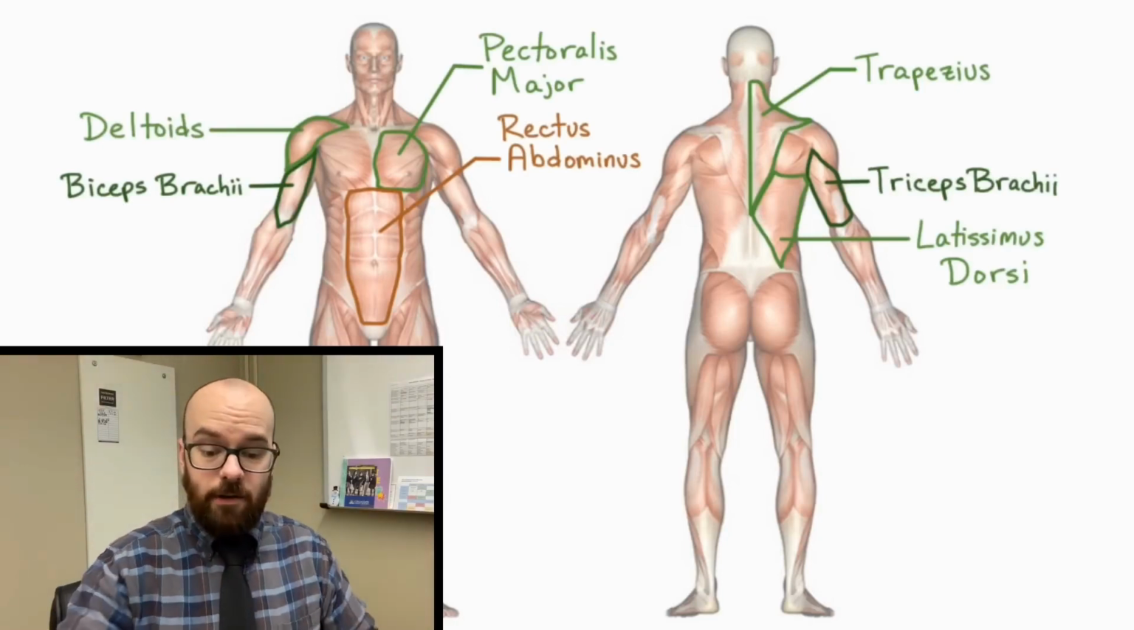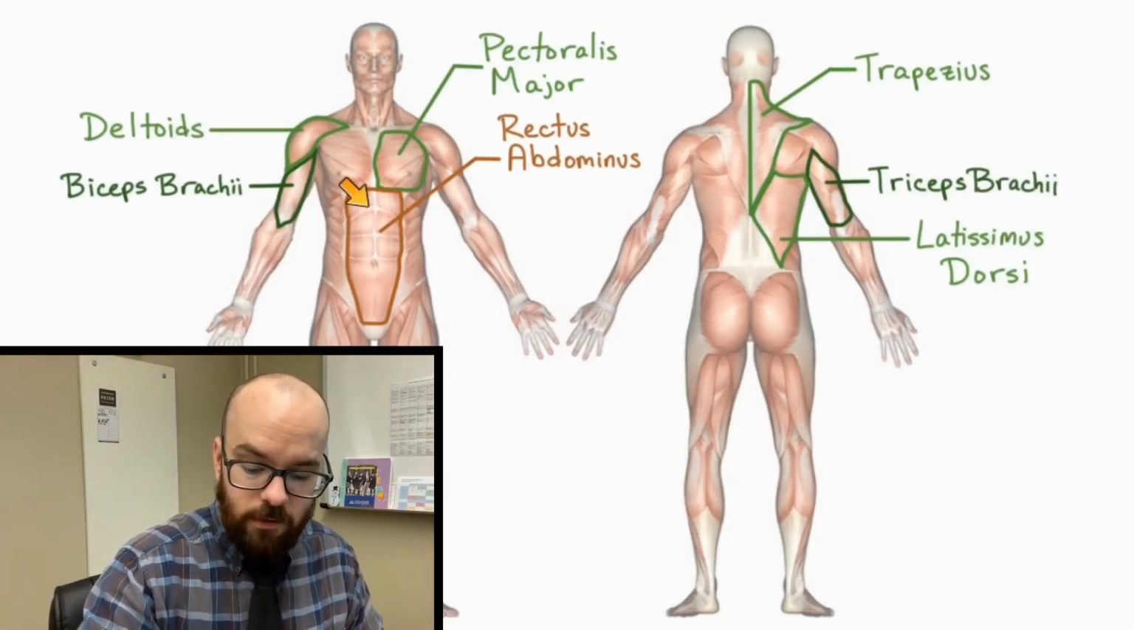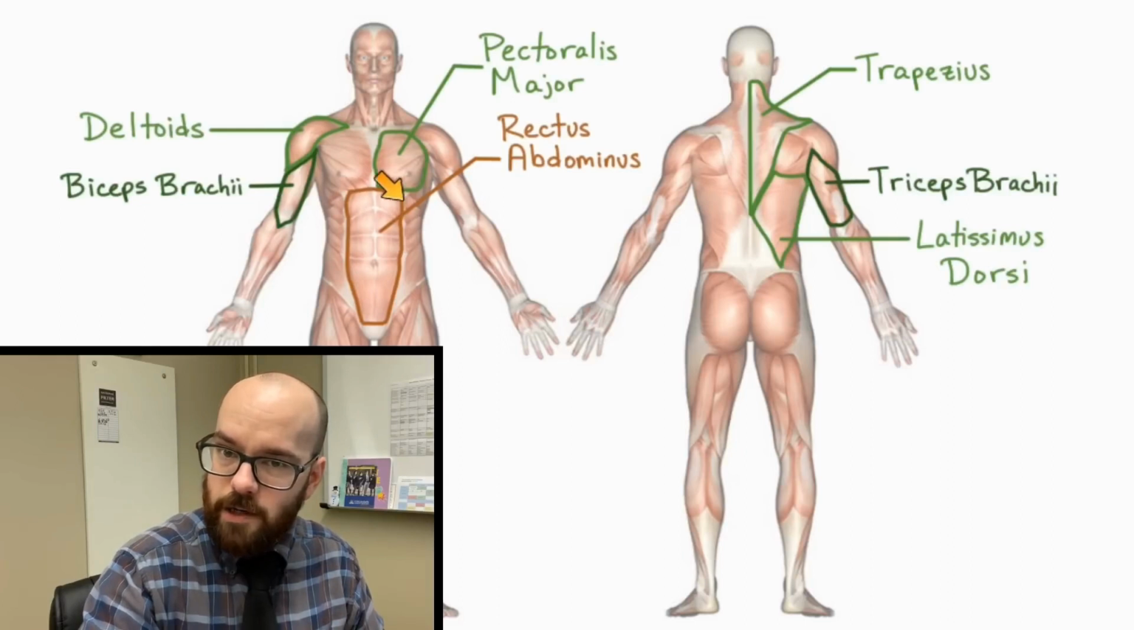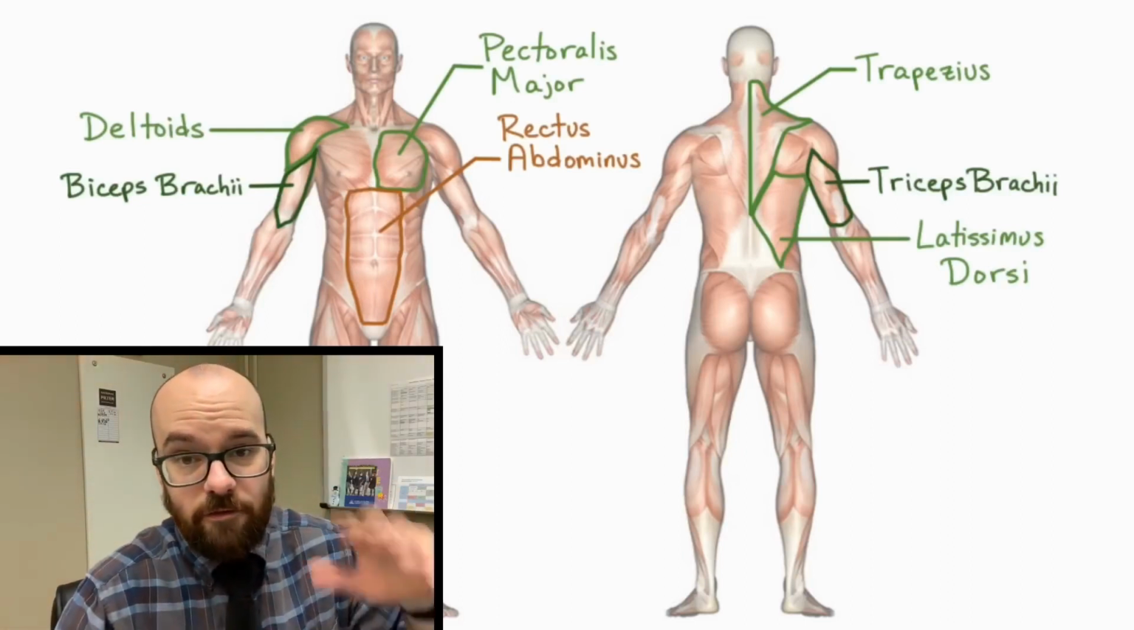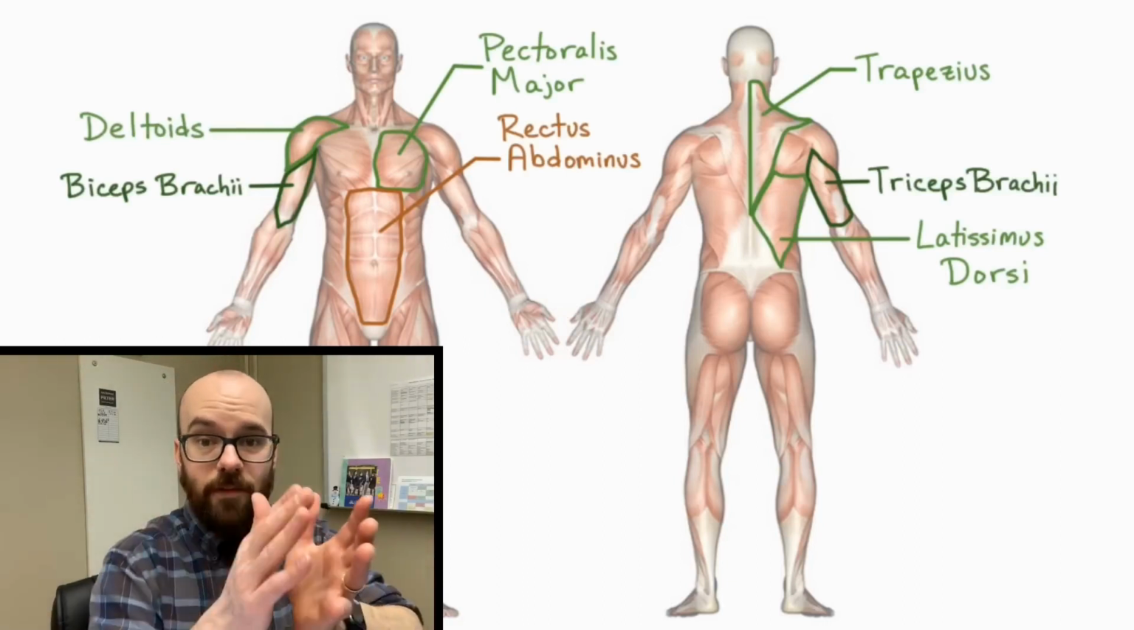It connects from the anterior part of the pelvis right here to the costal cartilage of the ribs right here and pulls those together, which is how it bends the spine. So rectus abdominis, flexion of the spine or bending of the spine.